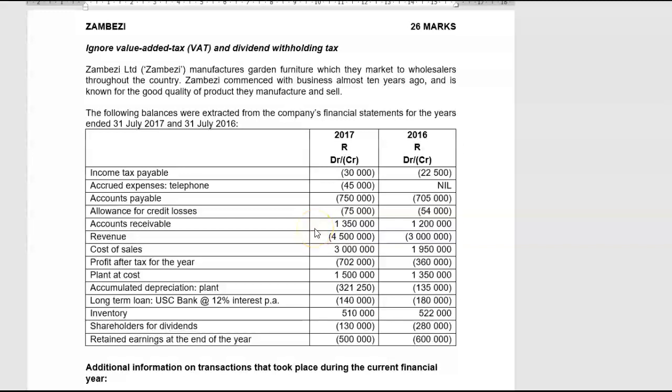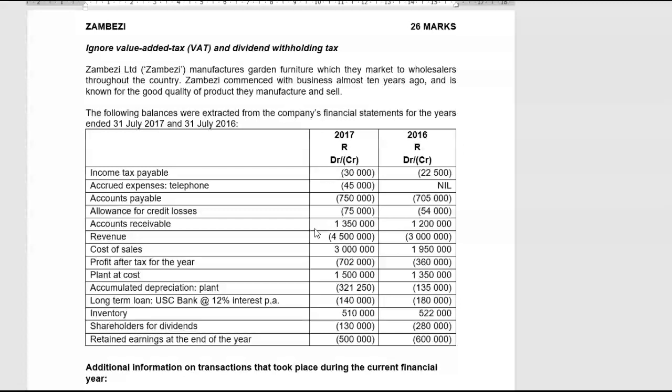Guys, Zambezi is also an excellent question. It's a combination of PPE and cash flow statements, but it's an excellent PPE calculation. So please go and have a look at this. It's not a long question, but it's an excellent question, so make sure that you can do that. Ignore value added tax and dividend withholding tax.